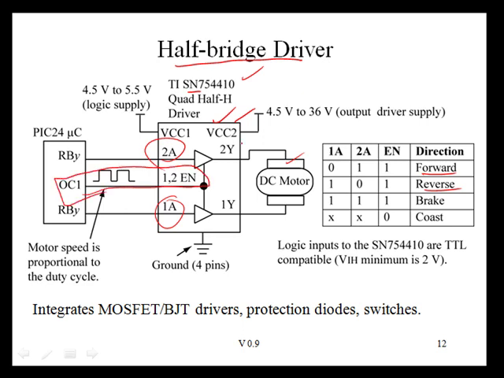It has two separate supplies. It has one supply, 4.5 volts to 5 volts, for the logic that's inside this integrated circuit, and it has another supply that can go between 4.5 and 36 volts for the DC motor itself. This would be the high current supply that would be needed by the DC motor.